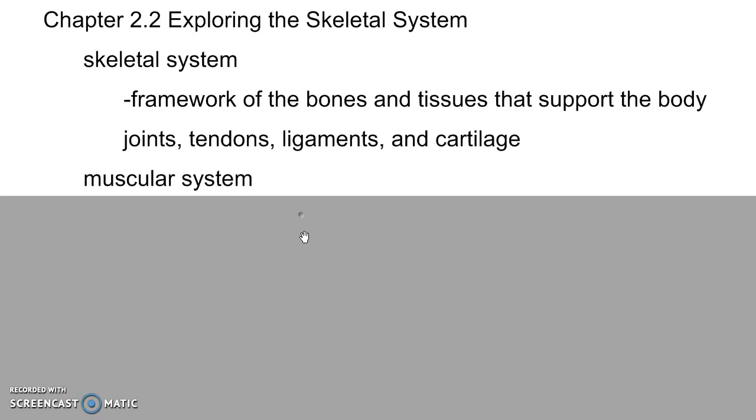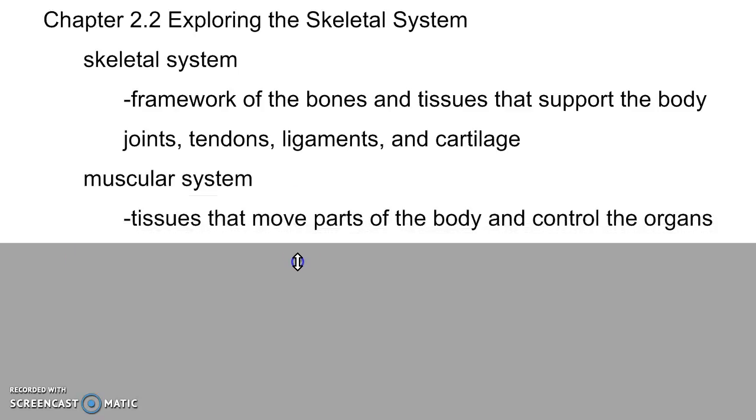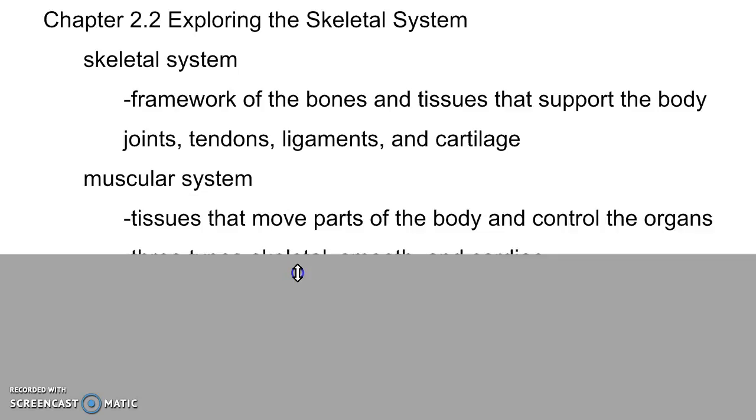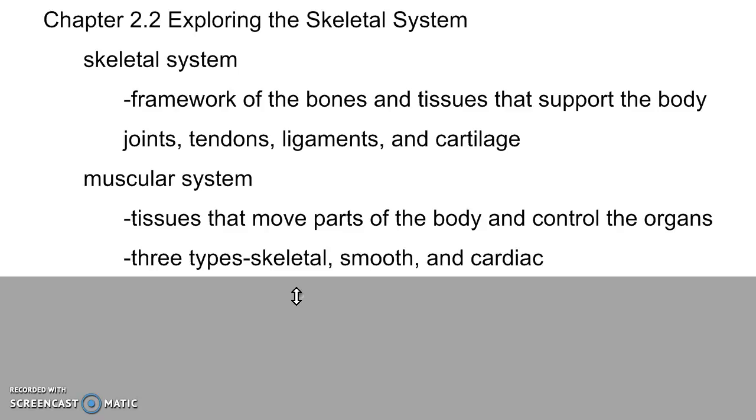Next thing we're going to talk about is the muscular system. The muscular system is the tissues that move parts of the body and control the organs. You have three types of muscles: skeletal, smooth, and cardiac. Skeletal is the muscle that most of you are probably thinking of right now. These are the things that help you move, support you upright, and what you use every day and constantly think about using. They are voluntarily controlled, which means your mind controls them. They do not move on their own. Now, reflexes are more of an involuntary movement, but you can control that too, to an extent.